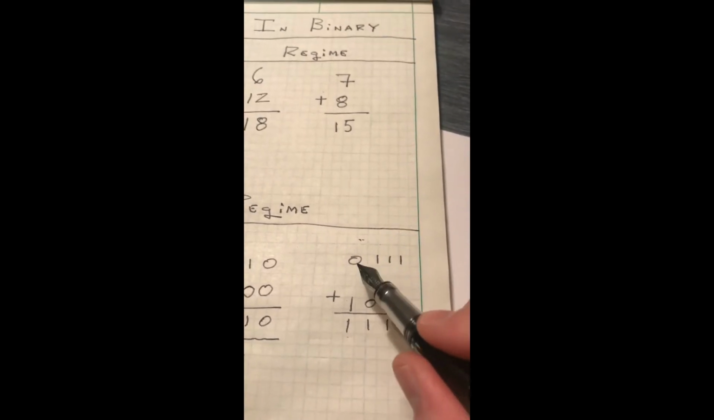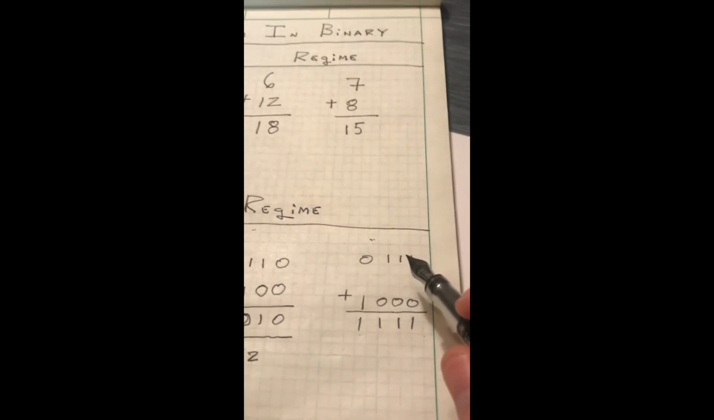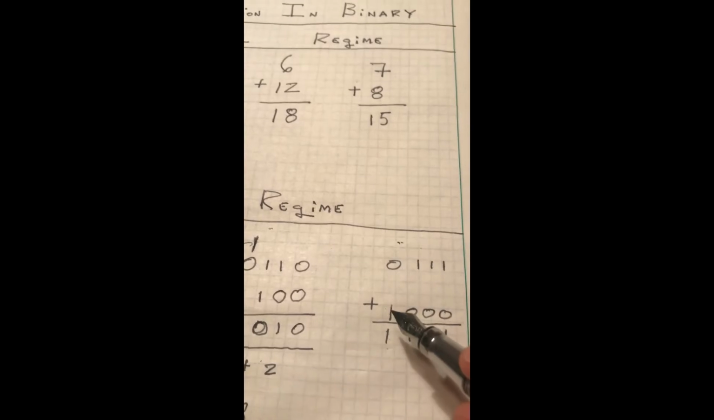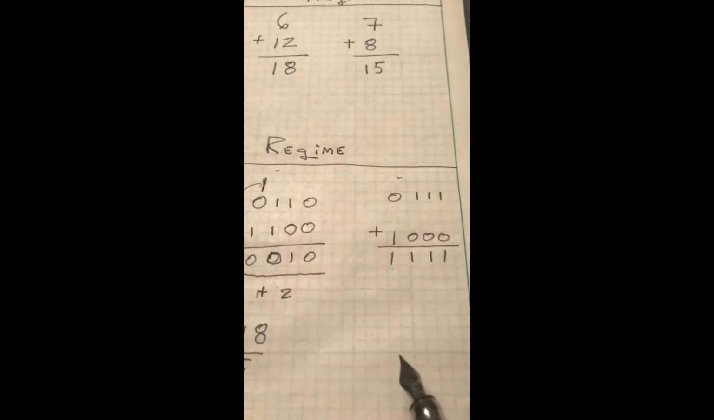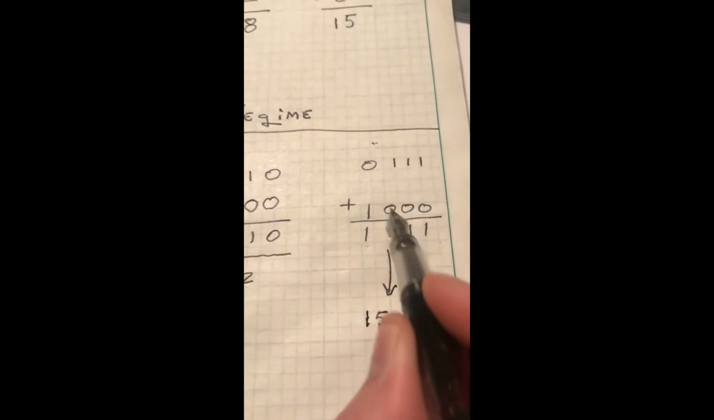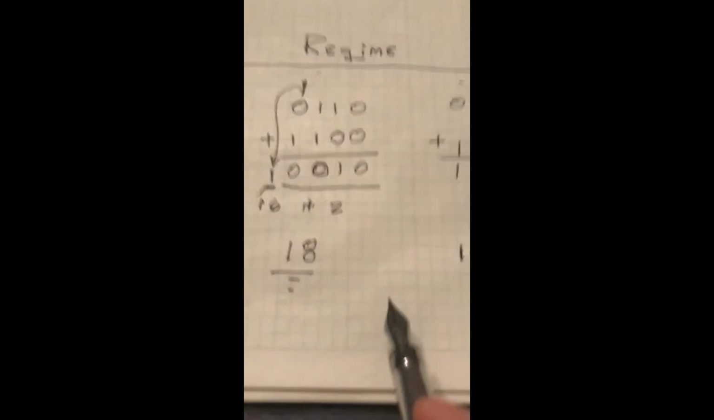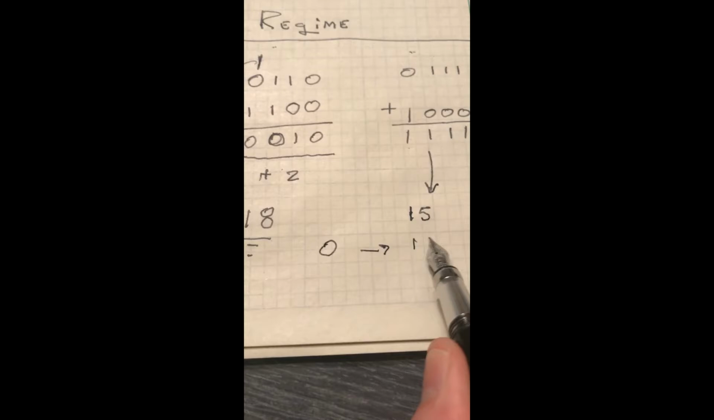The final problem we have is 7 plus 8, and we've seen 7 before, 0, 1, 1, 1, or 4 plus 2 plus 1, which is 6 plus 1, or 7. And 8, remember, it's 1, 2, 4, and 8. So when we add these, it's 1 plus 0 for those 3, and then 1. So this gives us 1, 1, 1, 1. Now this is actually 15. And when we have 4 bits, as in this particular example, you can run from 0 through 15.